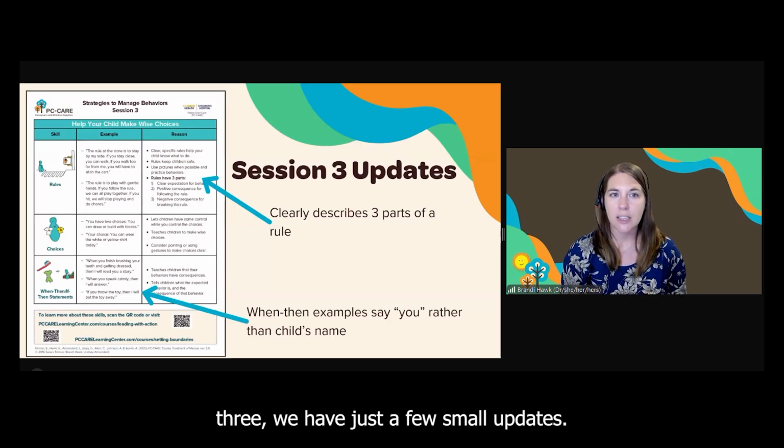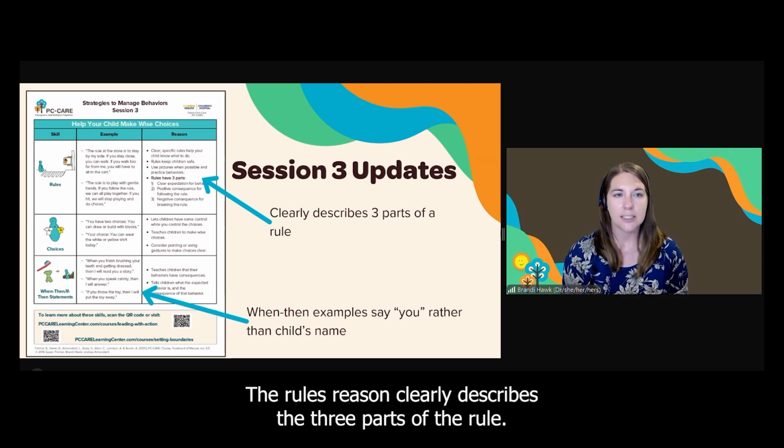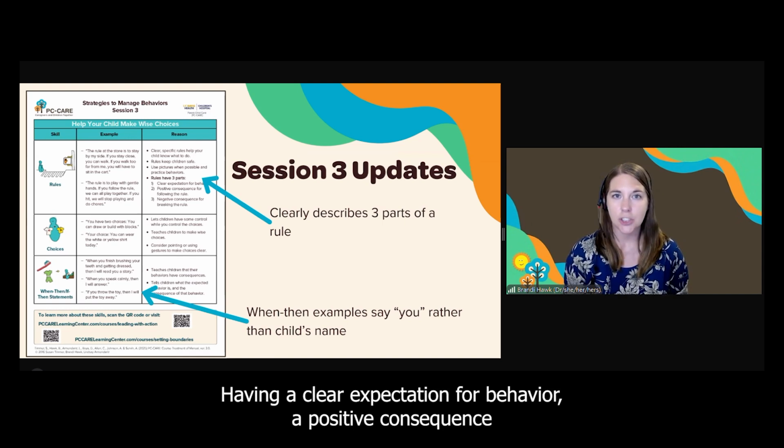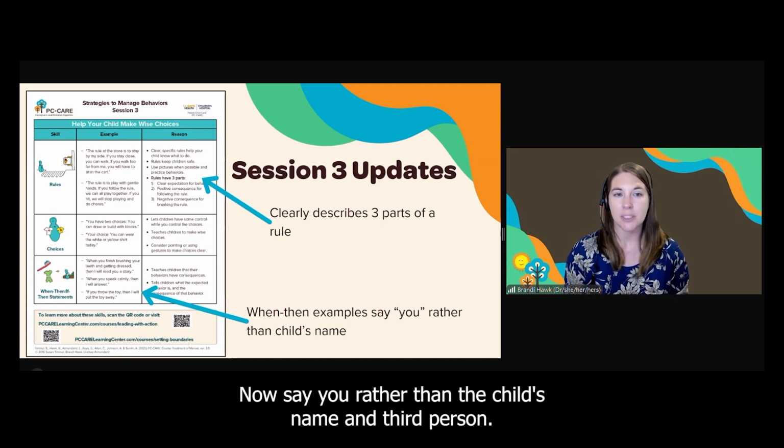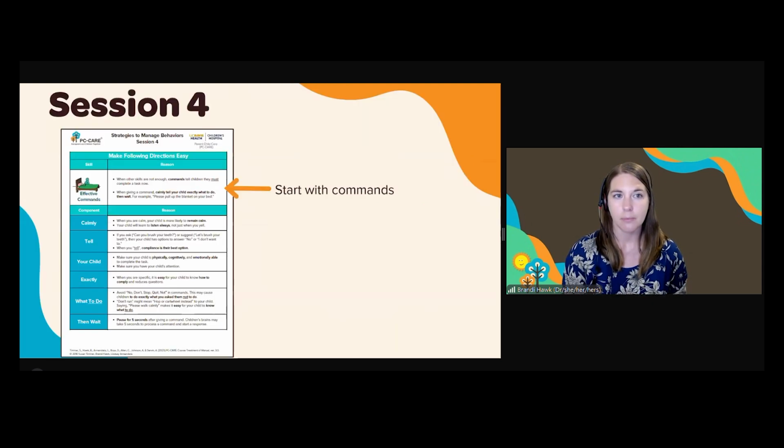In session 3, we have just a few small updates. The rules reason clearly describes the three parts of the rule, having a clear expectation for behavior, a positive consequence for following the rule, and a negative consequence for breaking the rule. And our when-then examples now say "you" rather than the child's name in third person.